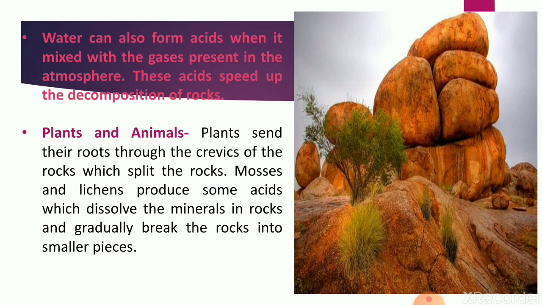But in the next case, some small plants are there, some mosses and lichens. Lichens we have already studied. They produce some acids, and these acids are capable of dissolving the minerals in rocks. The acids they produce seep down into the rocks and dissolve some of the minerals. So gradually the rock breaks down into smaller pieces. So again, this is an agent of chemical weathering, but as a whole, plants aid in this weathering. That is why they are the agent of biological weathering.